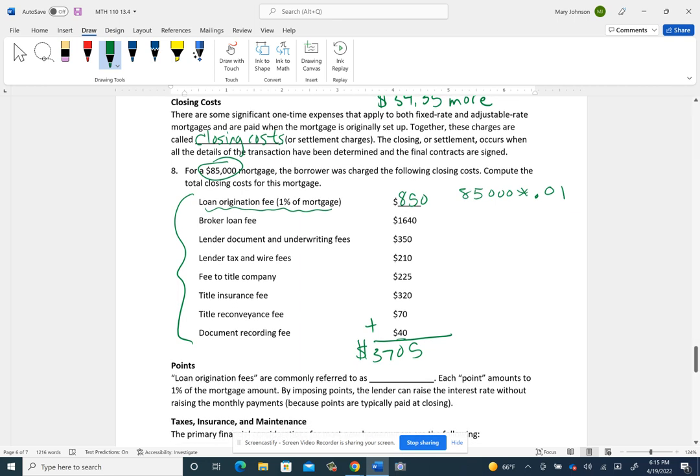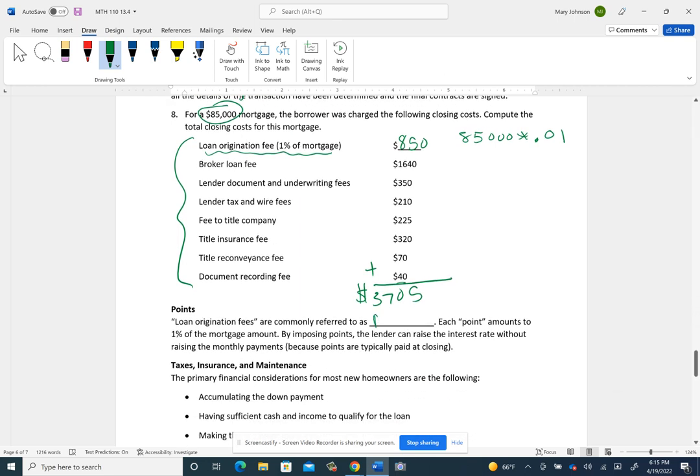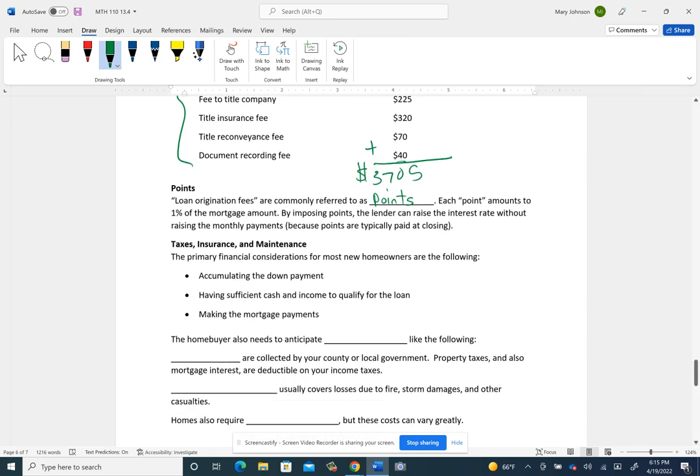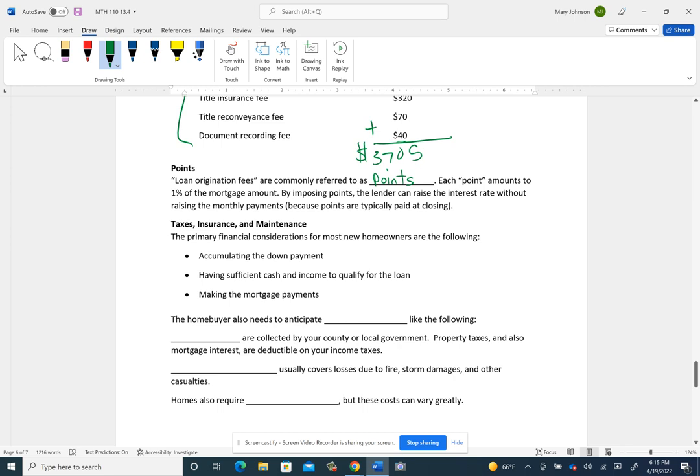All right, so that loan origination fee is actually what they call a point. And these points, it's actually like you're paying your interest ahead of time. So each point amounts to 1% of the mortgage amount. And so when they have these points, sometimes you pay off those points ahead of time so that your interest rate can be less. So your interest rate can be a low thing, and then they get you by having you pay more at closing.